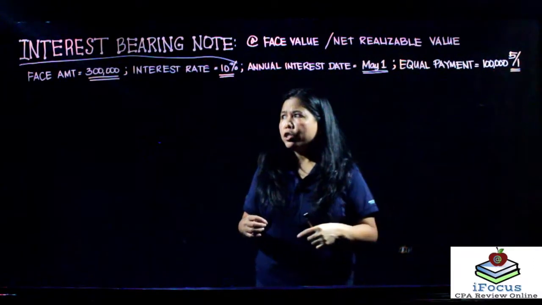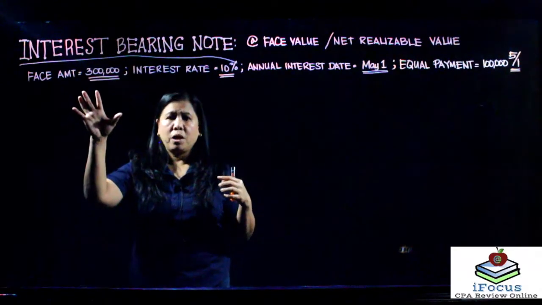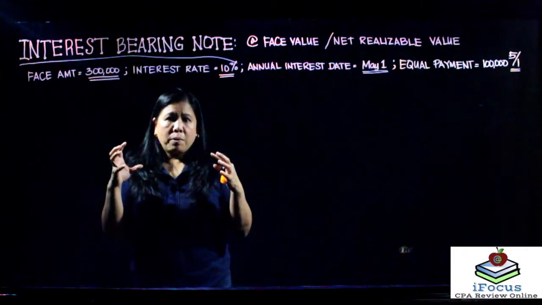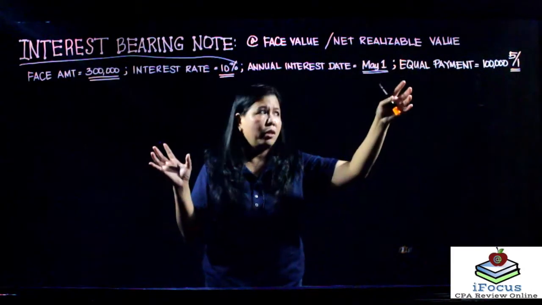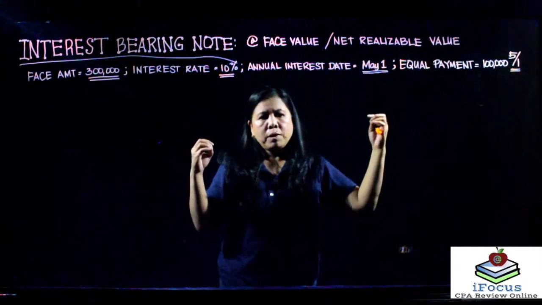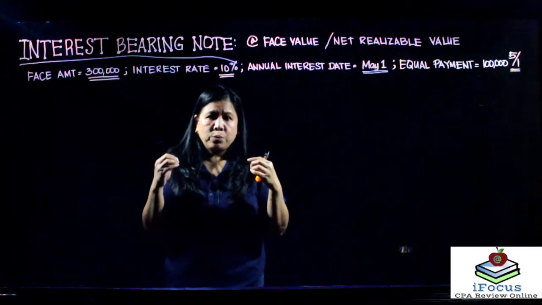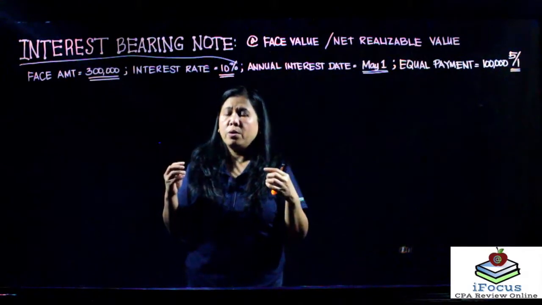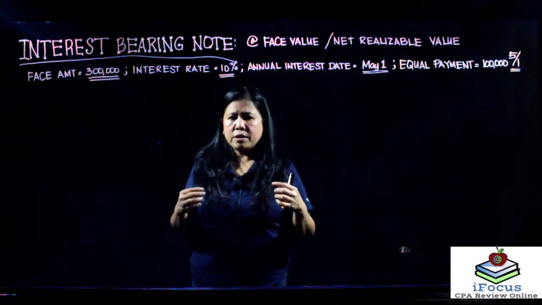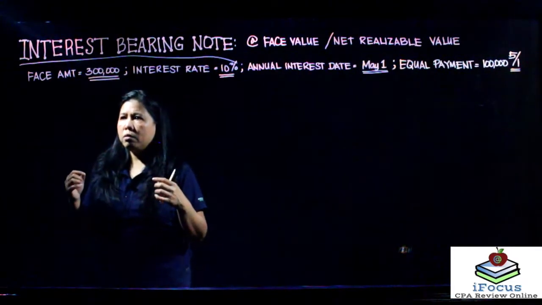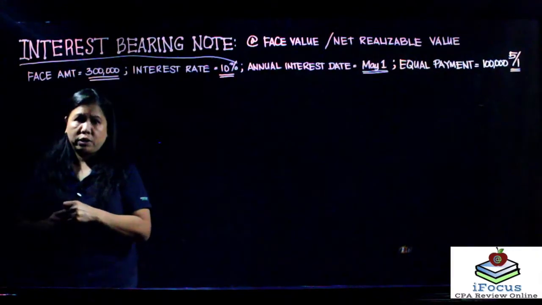All right, so if the face amount of the promissory note is 300,000 and the maker or the customer will pay an equal payment of 100,000, meaning to say the life or the term of the notes receivable or the promissory note is 3 years. All right, now let's say, for example, our transaction date is on May 1st of 2020.